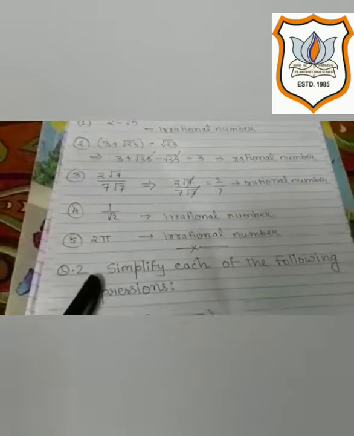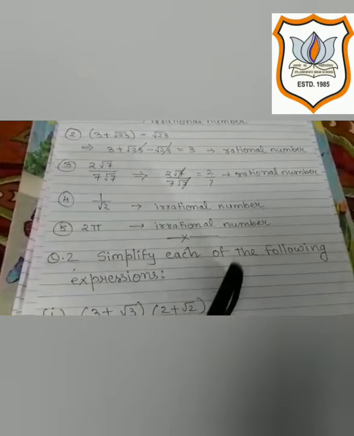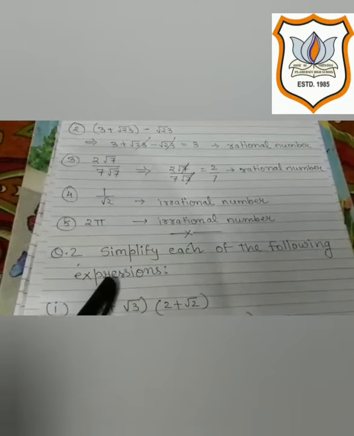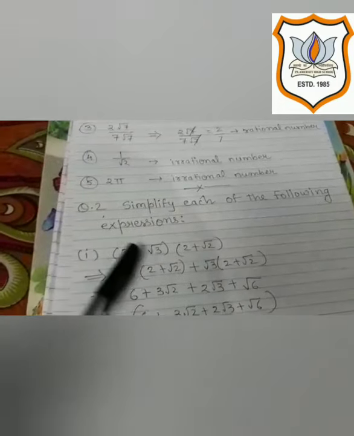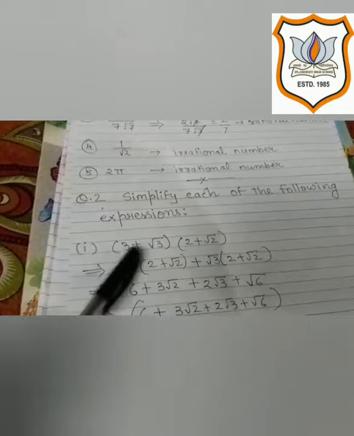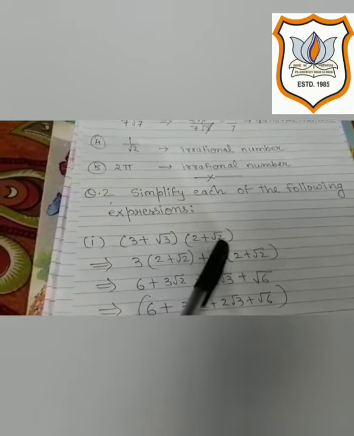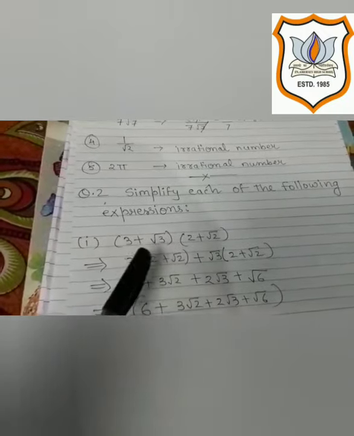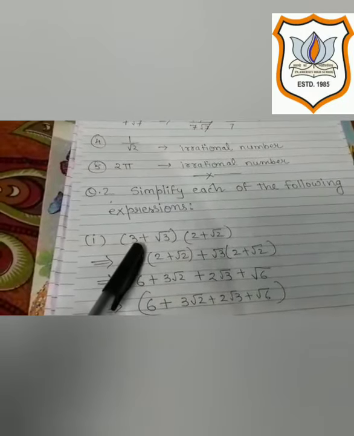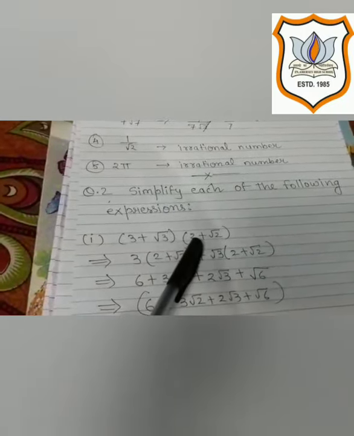The second question, simplify each of the following expressions. We have to simplify some easy expressions. The first is 3 plus root 3 and 2 plus root 2. These four things are different numbers, so we will have to solve by opening their brackets.